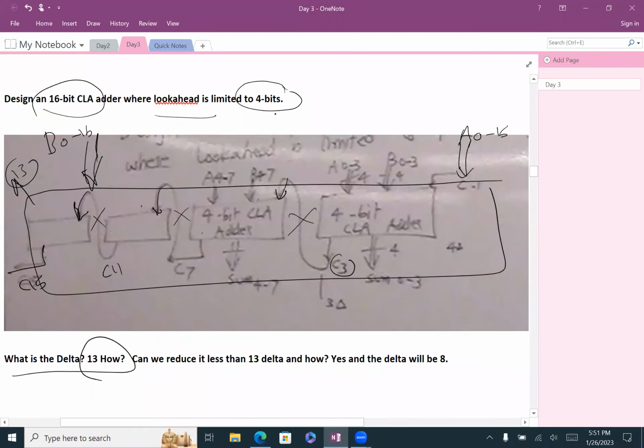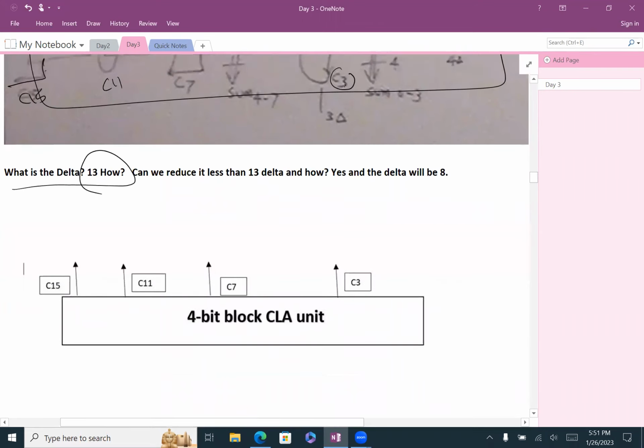And how can we do that? By using the carry look ahead approach. However, this time it will be a bigger one. We'll call it block carry look ahead, just the block, not just the bit. So how can we do that? How's the circuit? You will use the carry look ahead block, and the purpose here is to find C3, C7, C11, and C15. Perfect.